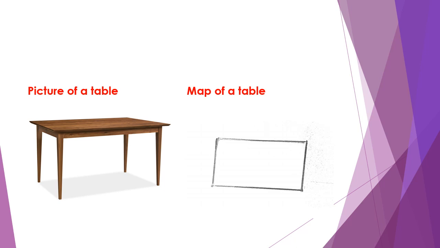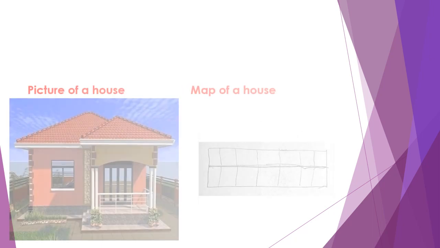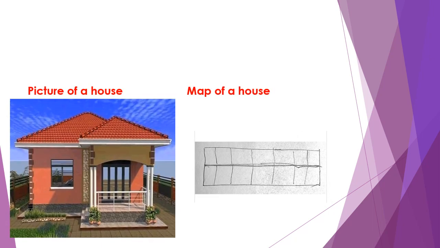Then we have a house. Does it look like your house? And then on your right is the map. When you go on top of that house, that is what you will see. You will not see the windows, you will not see the doors, but you will see only that top part of the house.